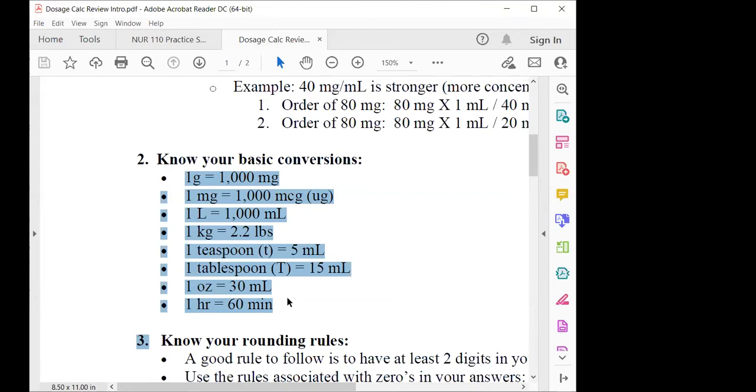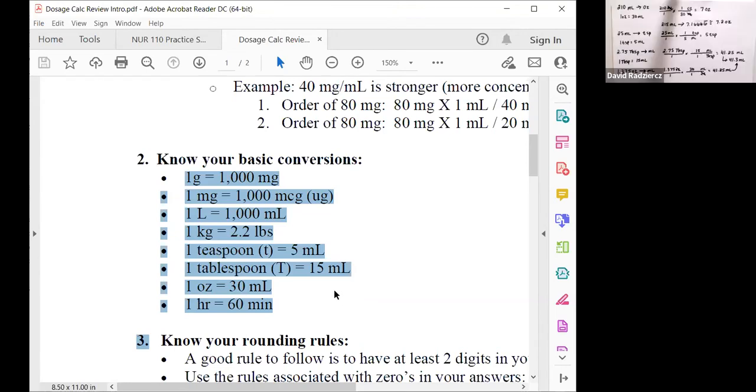Now, last question about this: are these calculations on the NCLEX? Yes, you will have dosage calc on the NCLEX. Okay. So this is all to prepare you for the NCLEX, and you're going to have one of these tests every semester. Okay.